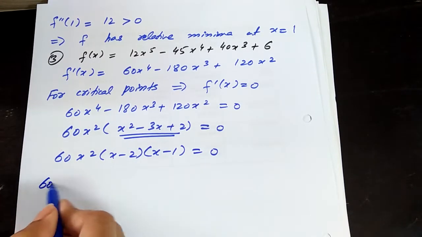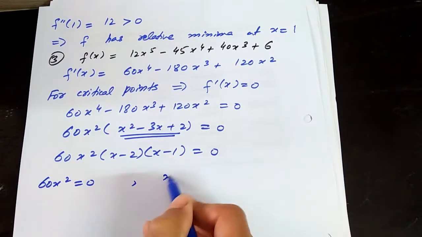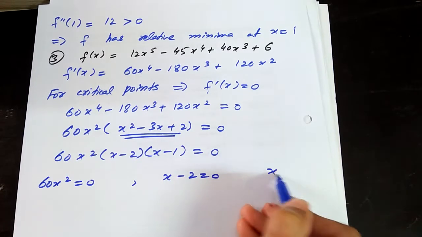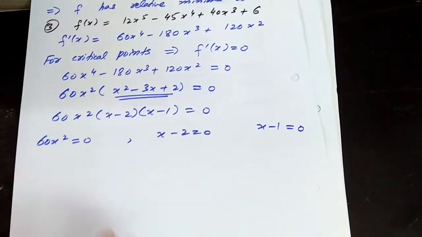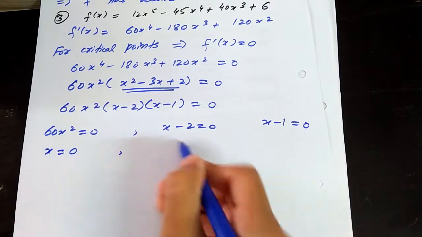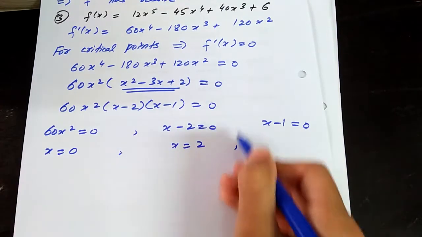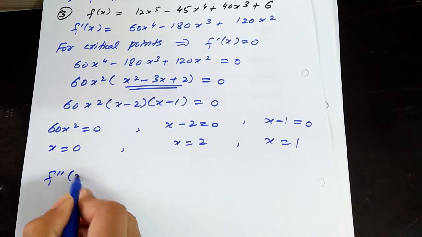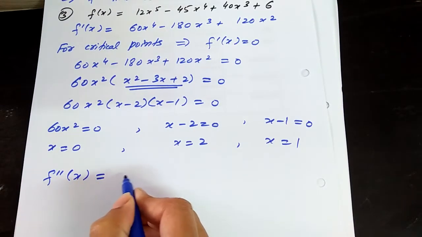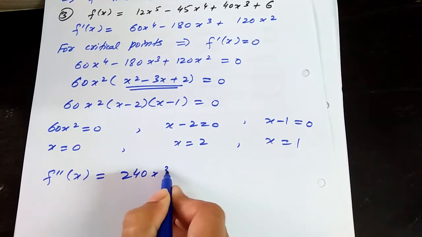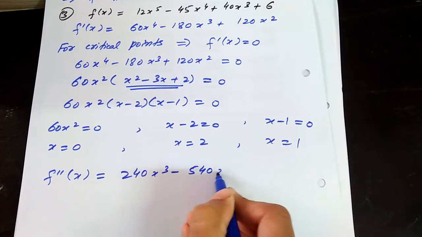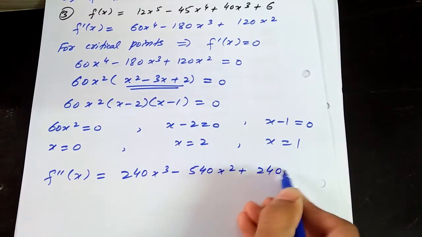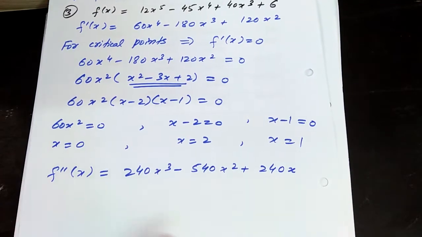Now either 60x^2 is equal to 0, or x minus 2 is equal to 0, or x minus 1 is equal to 0. From here we get x equals 0, from here x equals 2, and from here x equals 1. Now we need the second derivative. So f double dash of x will be equal to 240x^3 minus 540x^2 plus 240x. Now put the values one by one in it.